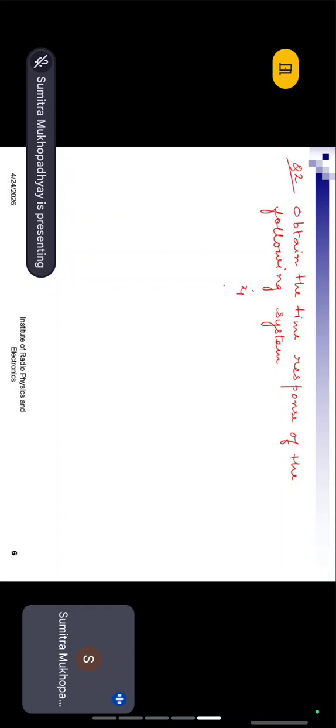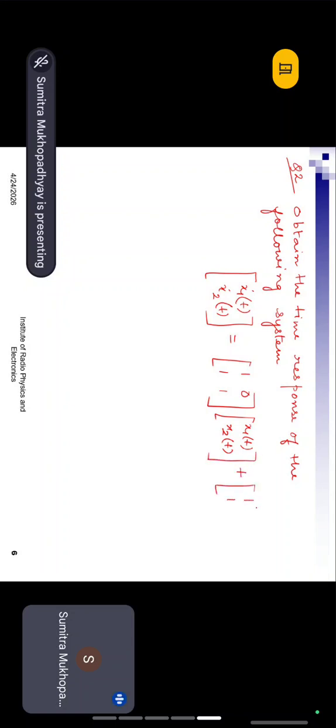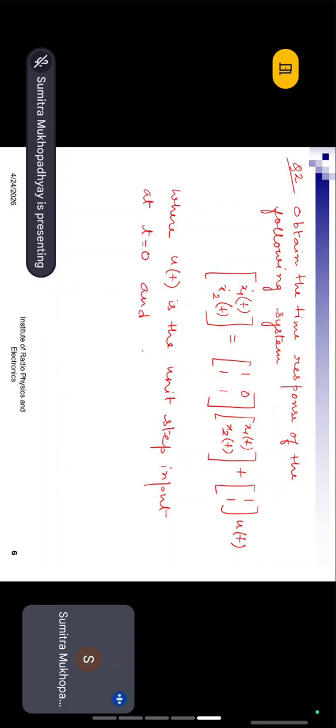We have two state variables: X1 dot, X2 dot is equal to the matrix [1 0; 1 1] times X1(t), X2(t), plus [1; 1] u(t), where u(t) is the unit step input at t equal to 0, and the initial condition x transpose 0 is equal to [1 0].